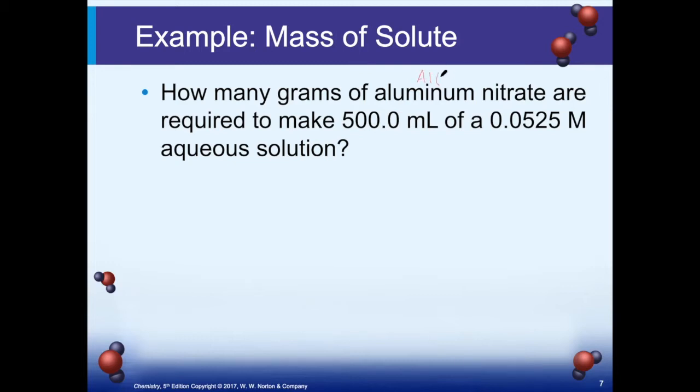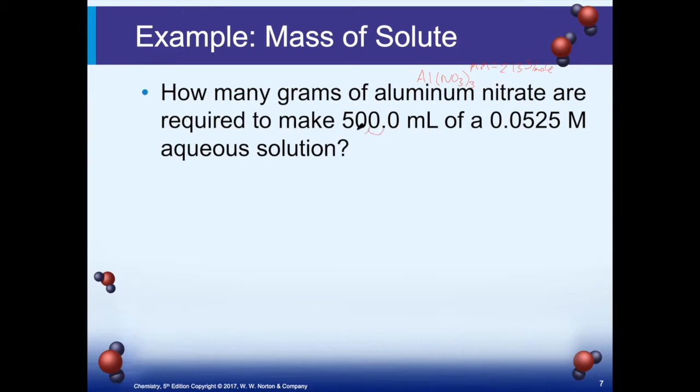Okay, so the correct formula would be aluminum, and then nitrate is NO3. But then it's going to take 3 of those nitrates, because aluminum likes to be a +3 ion. Aluminum is +3. Each one of those nitrates is -1. So I need 3 -1s to cancel out the +3. Okay, and so once again, the molar mass of that is just going to be, round that to 213 grams per mole.